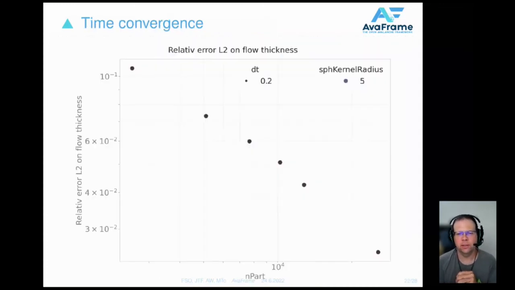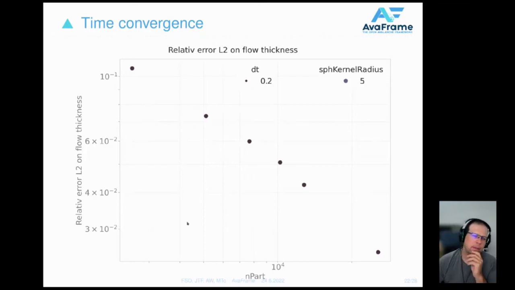If we look at this plot now, you see that we varied the number of particles on the x-axis, and on the y-axis we have the relative error. So this is basically the error measurement. At first we start with a time step of 0.2, and we see the more particles, so the more information I add, the less error we get. If you look at grid models, this would be the resolution. And you can see that we get this: the more particles we add, the less error we get. This is all done on flow thickness for now.